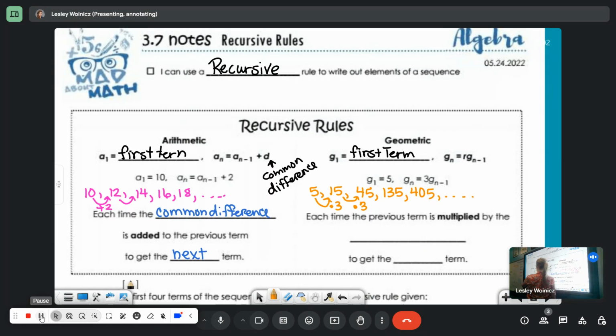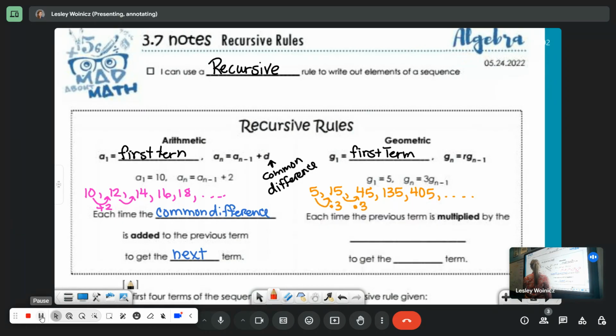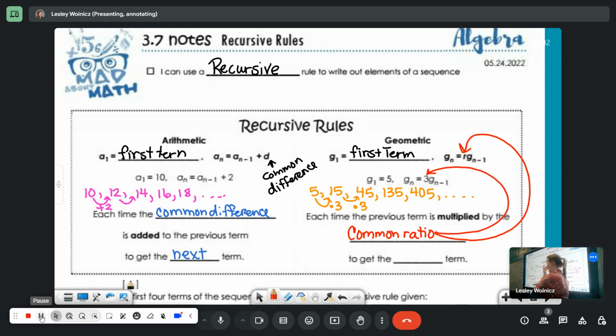Okay, so each time our previous term is going to be multiplied by our common ratio. Our common ratio is this r. It was this 3. And that will give us our next term, time after time. So recursive rules are special because they require you to have a previous term to build off of. They're always defined in terms of a previous term.